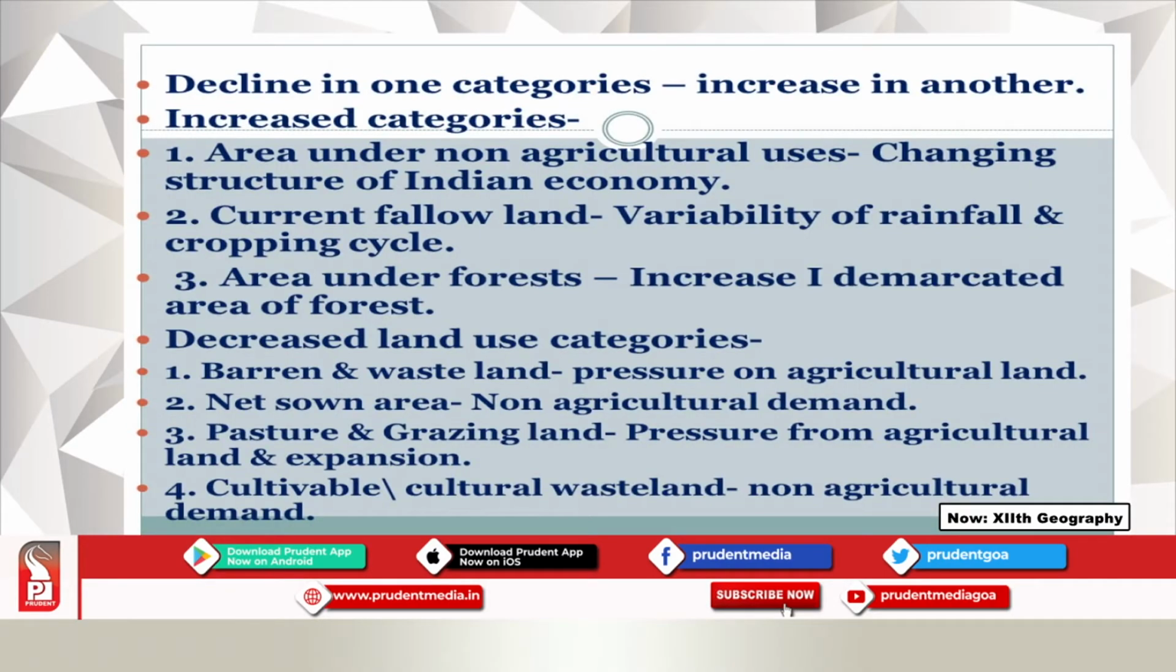Current fallow land: because of variability of rainfall and changes in the cropping cycle, there is an increase in fallow land. Area under forest has also increased in some areas because of the demarcation of forest land.